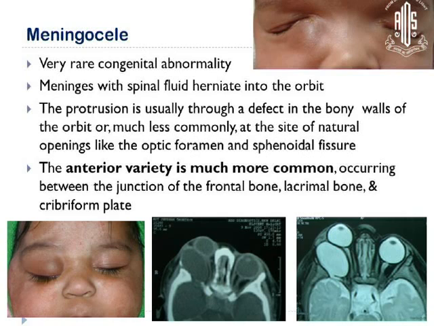So before we do any kind of intervention, we should always do imaging. This is a child who was having proptosis since birth. On imaging, you can see this is a meningocele and there is a defect in the greater wing of the sphenoid. This is the MRI showing the communication.